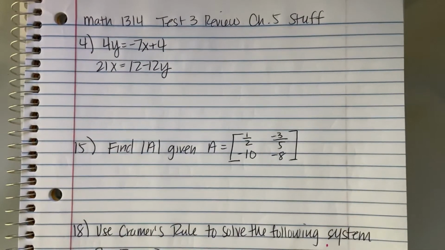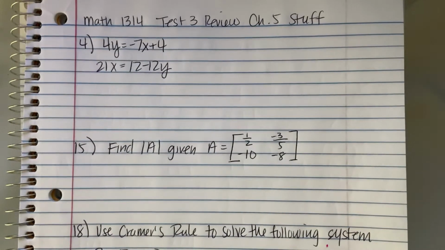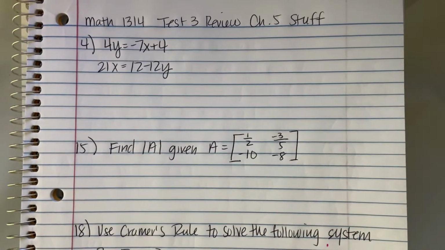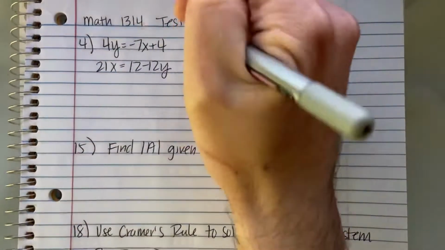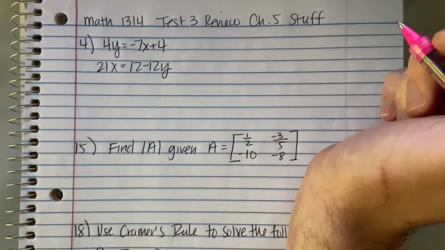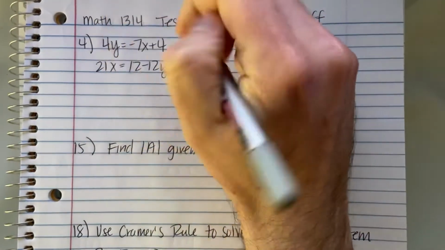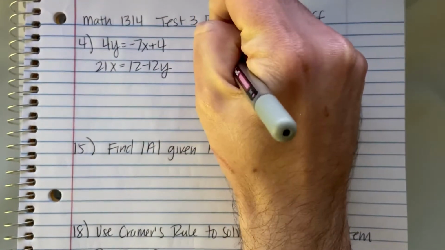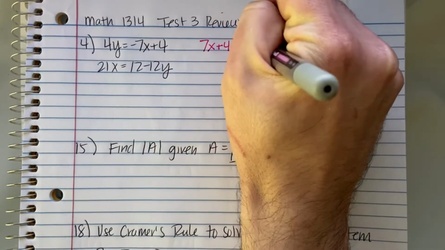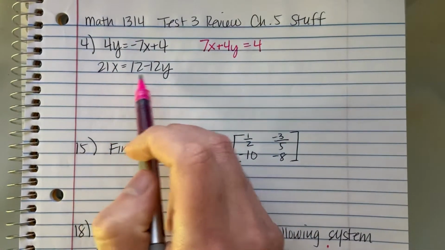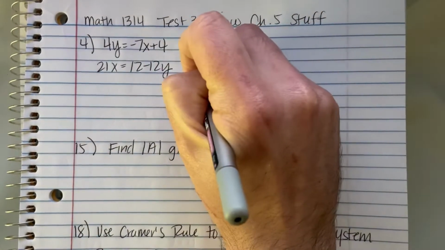Okay, college algebra, this is a review of the chapter 5 stuff on test 3, which is sections 5.1 and 5.3. Those short little homeworks. So the first one is a system of equations we're solving. Now we're going to do this by elimination. So I'm going to add the 7x to the other side. For the second equation, it's the y that needs to move to the other side.